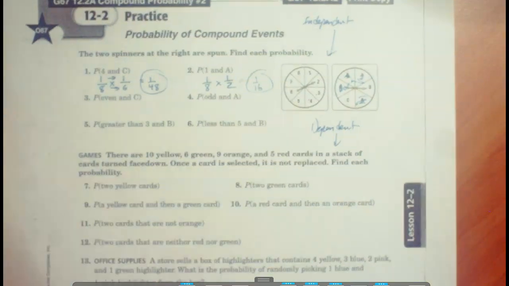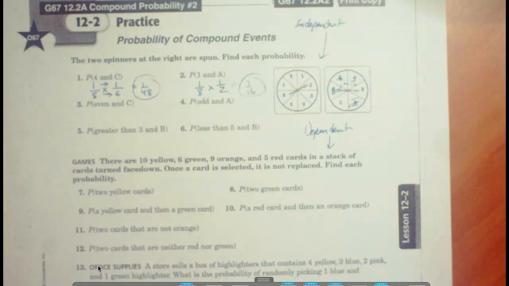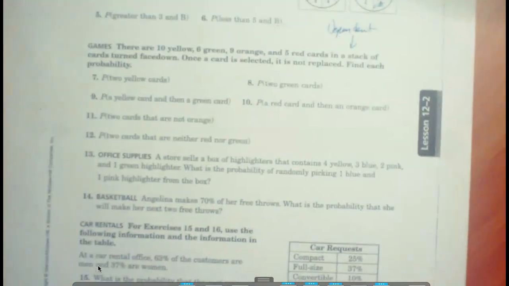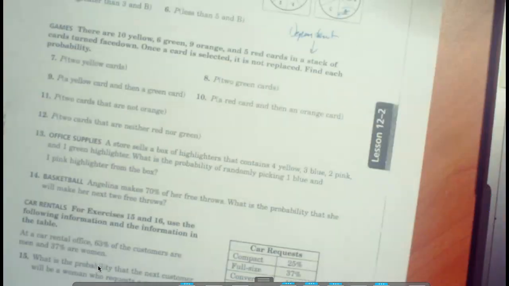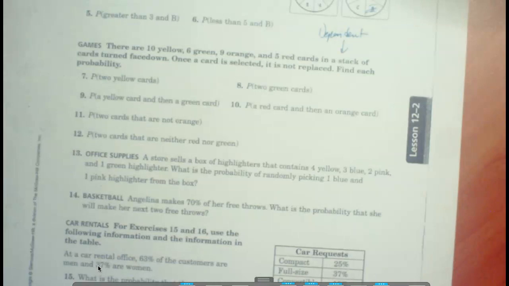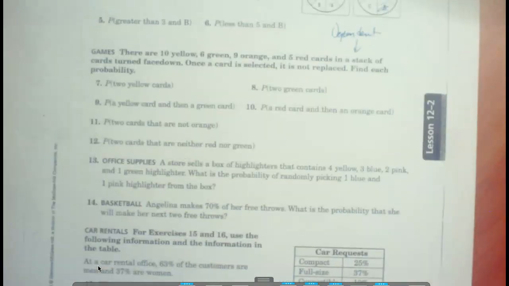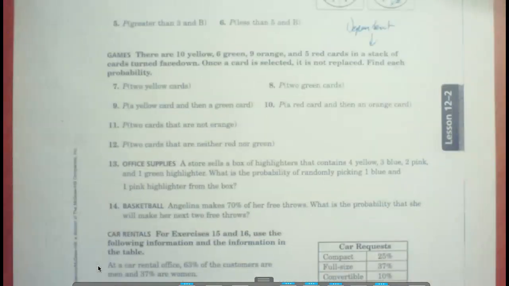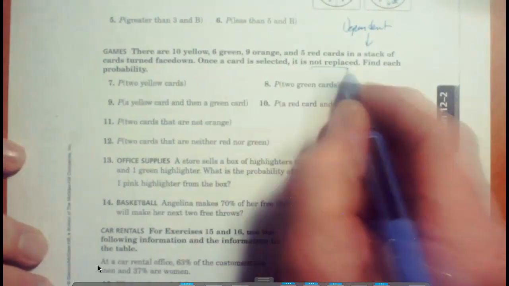All right, let's take a look here. This next one, I'm just going to zoom down a little bit. Turned it the wrong way. These are going to be dependent events because I can see these important words here: not replaced.